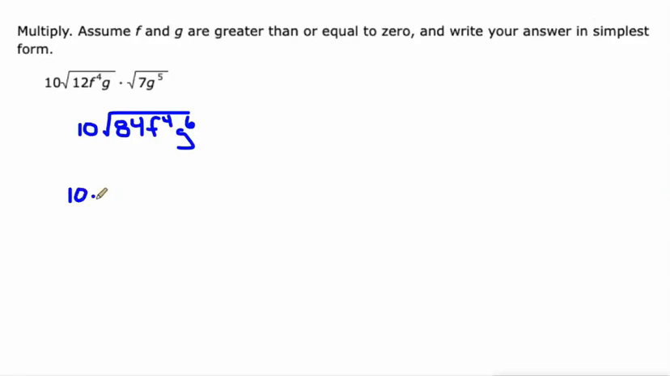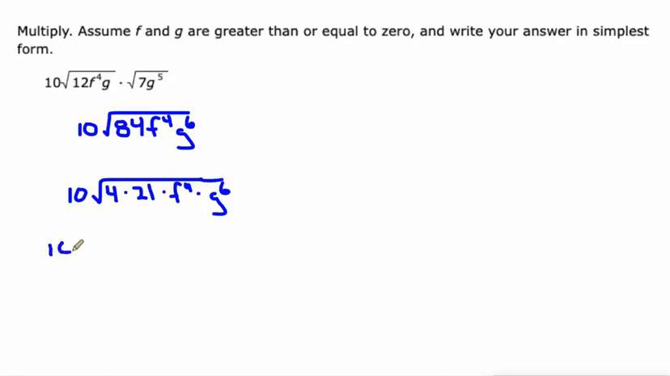84 can be expanded and written as the product of two factors where one of the factors is a perfect square: 4 times 21. 4 is a perfect square. And then we got our f to the 4th and our g to the 6th. Those are both perfect squares.